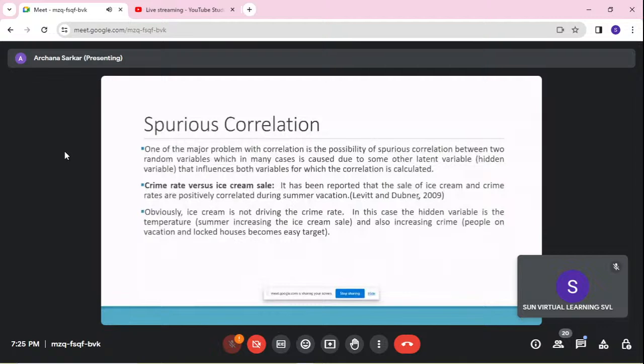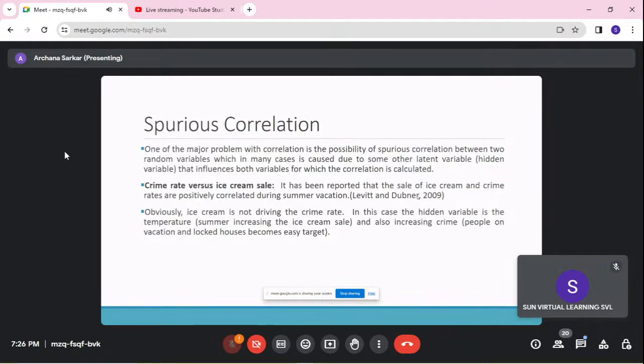But do you think that sale of ice cream and crime rate are related or not? What do you think? Not related. Not related? Apparently, it seems that it should not happen. Yes, because both are different variables.